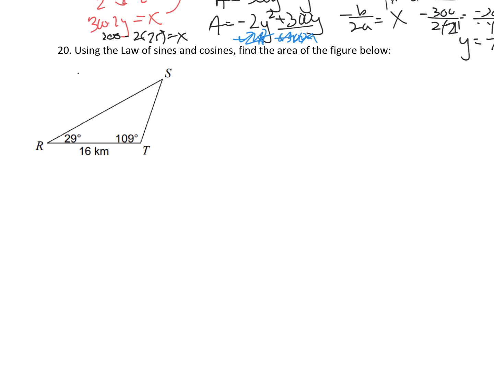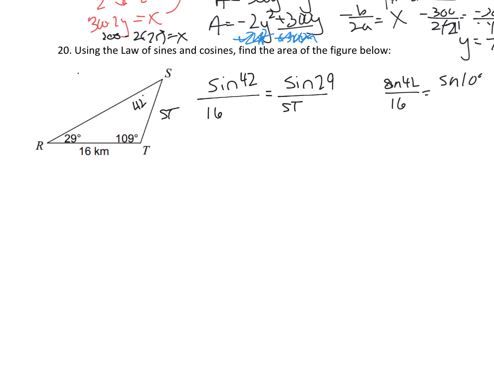All right, so now using laws of sines and cosines, we're going to find the area of this. Actually, I don't need the law of cosines in this problem, because since we know 2 angles, I can get this to be 42. Which means I can do sine of 42 over 16 equals sine of 29 over, I'm going to call that ST. And same thing, sine of 42 over 16 equals sine of 109 over RS. So I can do some cross multiplying and dividing. ST is 11.6, RS is 22.6.